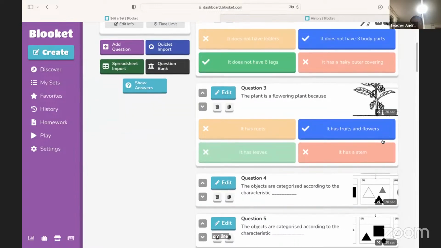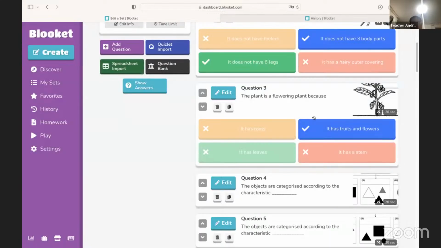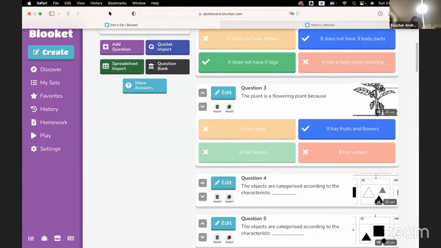Okay, question 3. This plant is a flowering plant because it has fruits and flower. The fruit is here, the flower is here.